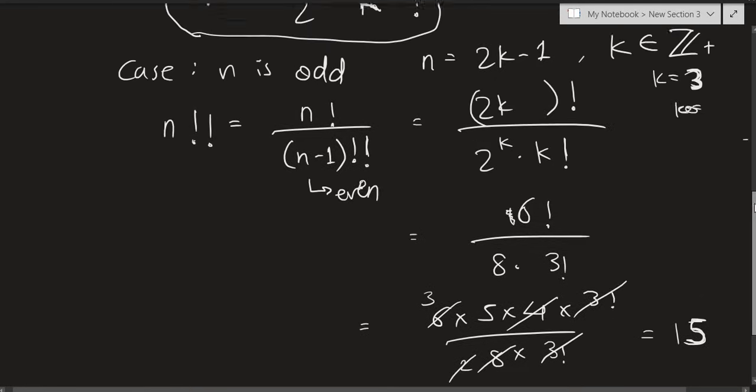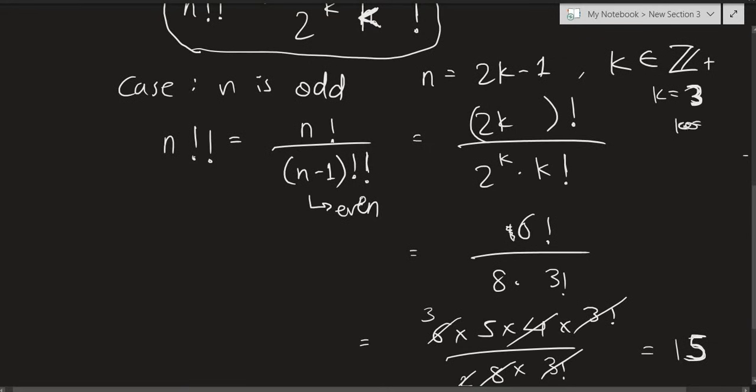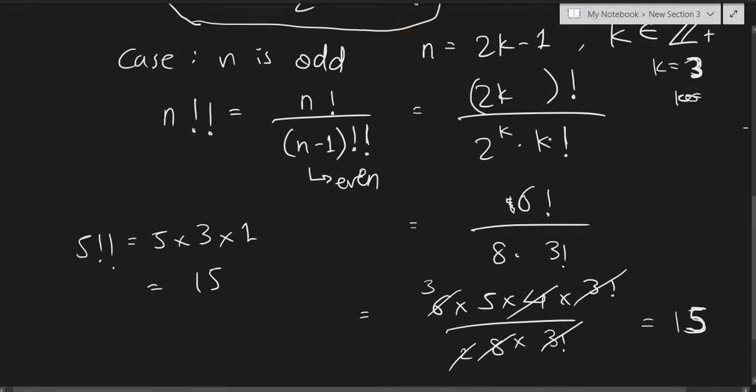say we had to calculate the double factorial manually instead of using this formula. This will just be 2k minus 1 double factorial, or 5 double factorial, which will basically be 5 times 3 times 1, basically all odd terms. So this is going to be 15 again. So basically that's verified now.